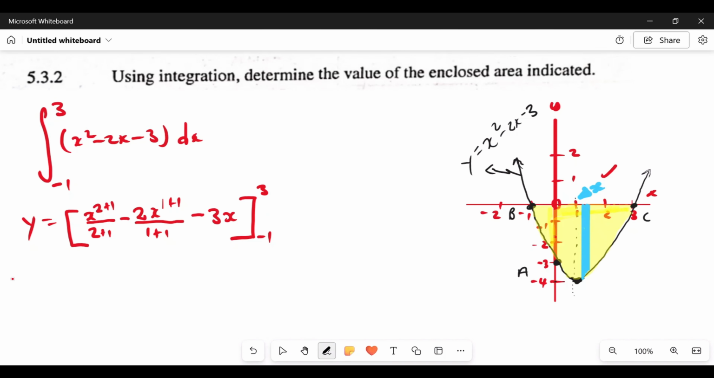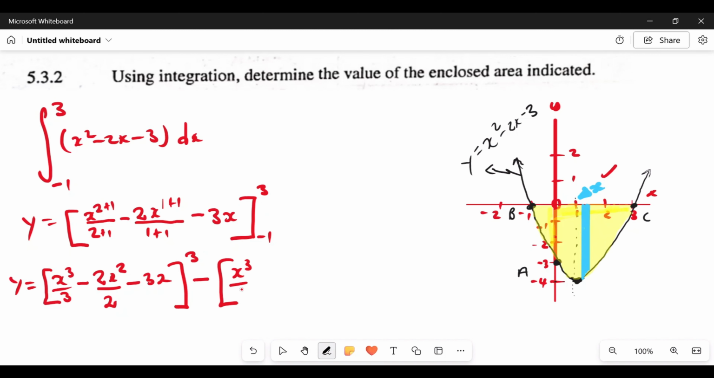Then let's continue. If we continue here, the first bracket for the upper limit, we're going to have x cubed divided by 3 minus 2x to the power of 2 divided by 2 minus 3x. And then here we're going to say this is for the upper limit, minus the same integral. So it's going to be x to the power of 3 divided by 3 minus 2x squared divided by 2 minus 3x. But this time it is for the lower limit. Again, guys, do not confuse the limits with the powers. These are not powers, but limits.